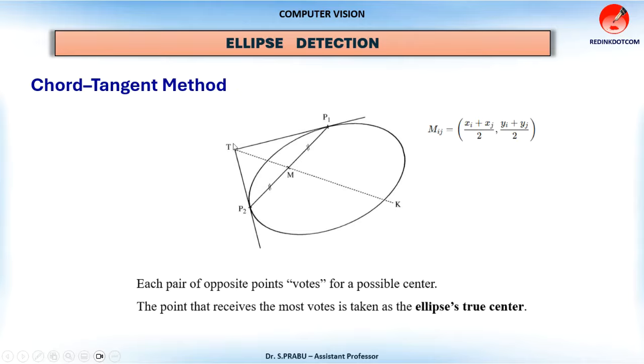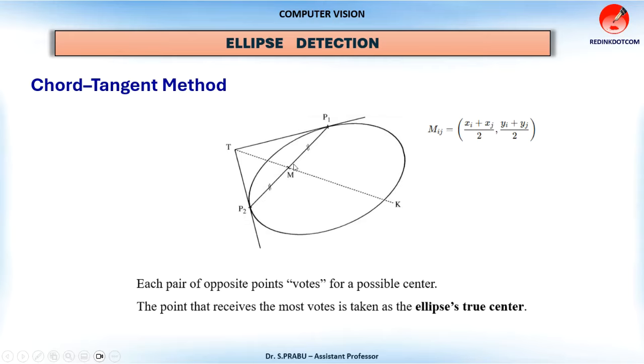Here, two tangents are drawn. First, we take two random pixels around this ellipse boundary. In this example, I can take this one and this one. You can take any 2 points on the ellipse boundary. Then you connect P1 and P2 as a straight line. Then you find the midpoint of this straight line. The P1 coordinates are called xi and yi. P2 coordinates are called xj and yj. So this is the formula for finding the midpoint of this straight line.